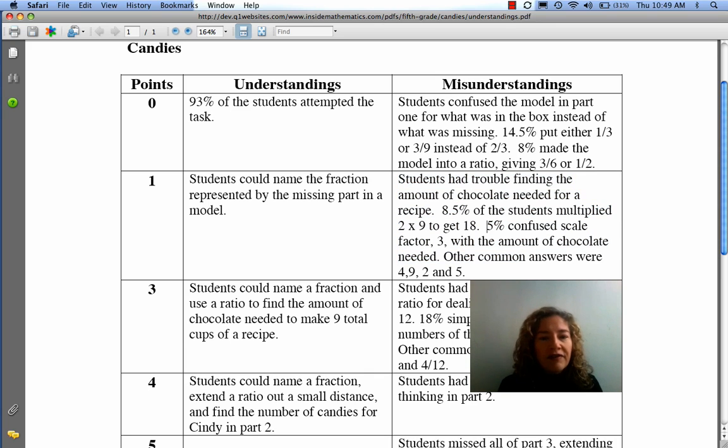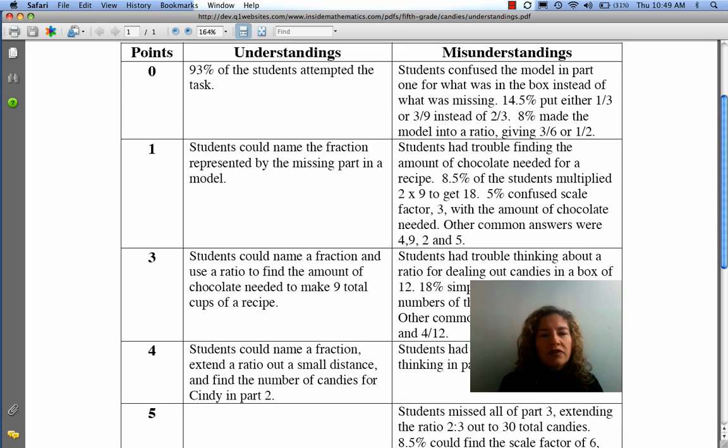That doesn't work if you're following that recipe. 5% confused scale factor 3 with the amount of chocolate needed. Other common answers were 4, 9, 2, and 5. So this doesn't have to be a mystery to us as a teacher. We don't have to stop with, this kid just got the wrong answer, mark it wrong, go on with my grading, and so on. But you can say, well, how does that wrong answer map onto these understandings and misunderstandings, and what does it tell me about how this student approached the problem? Because that's how you're going to get them to be more successful independently.